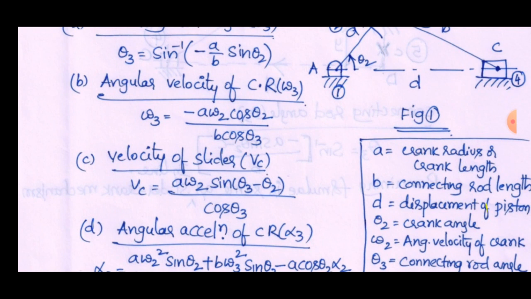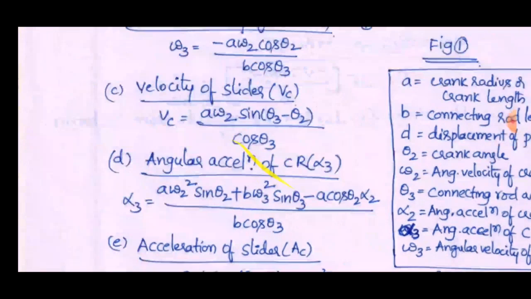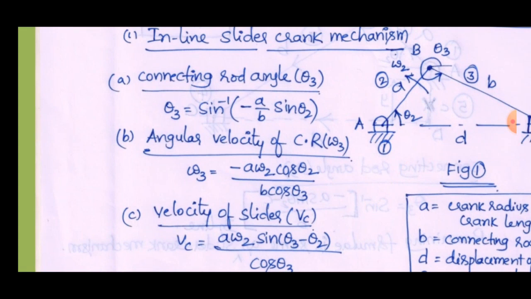Second, notations. After knowing all the notations, third point is, what is alpha 2? Angular acceleration of crank. If it is given, you have to take the same value. If not, you have to assume by default alpha 2 is equal to 0. So these are the 2 points which you have to remember before the formulas.